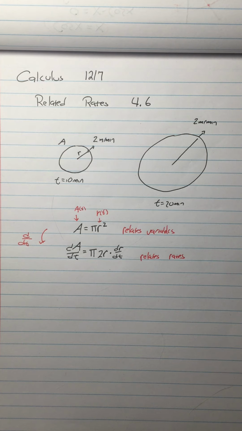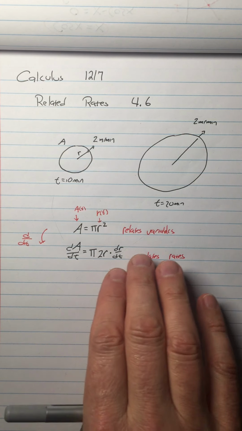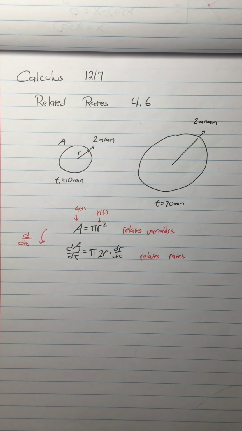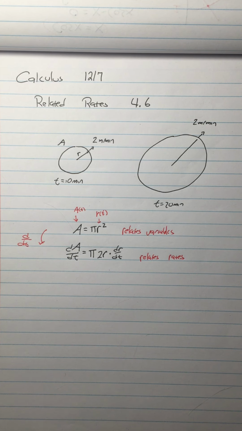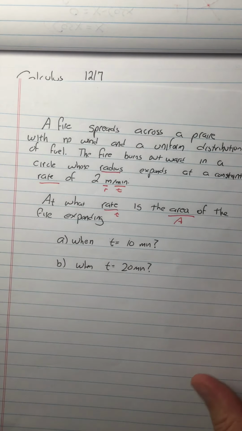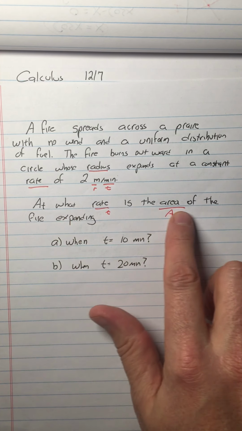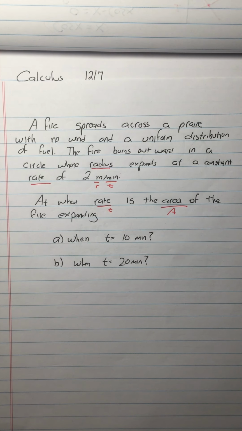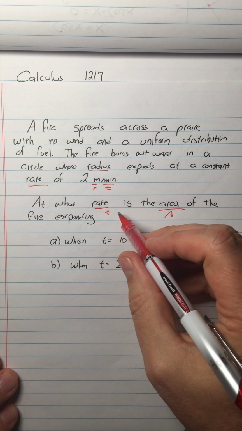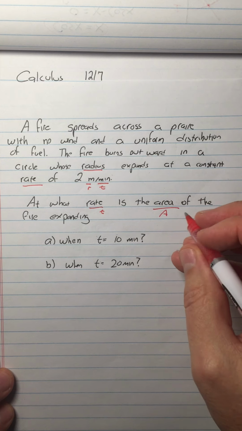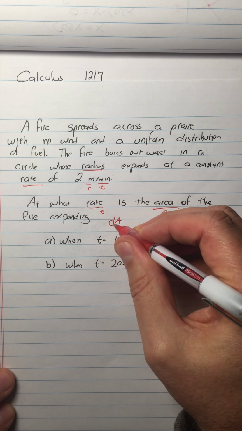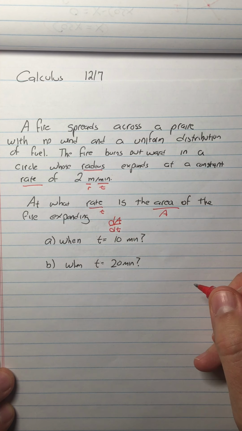Now that I've got this equation that relates the rates, what am I going to do with it? So you have to think about what this question is really asking us to find, for one thing. The question asks, at what rate is the area of the fire expanding? So what that's really asking for is the rate of change of the area in time. So that is dA dt. That's what it's really asking us for.